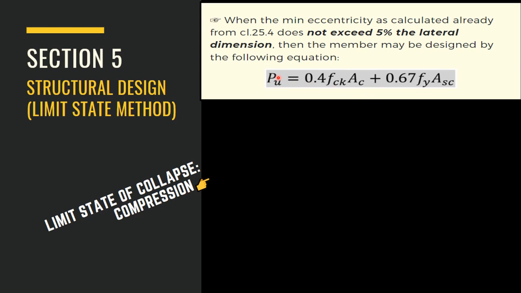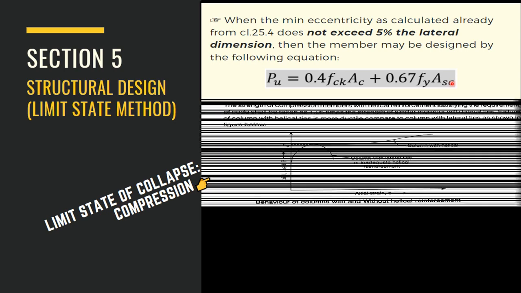Pu is equal to 0.4 fck Ac plus 0.67 fy Asc. Pu is the axial load on the member. fck is the characteristic compressive strength of concrete. Ac is the area of concrete only. That is, we have to exclude the area of steel rebars. fy is the characteristic stress of compression reinforcement. Asc is the area of longitudinal reinforcement of the column.